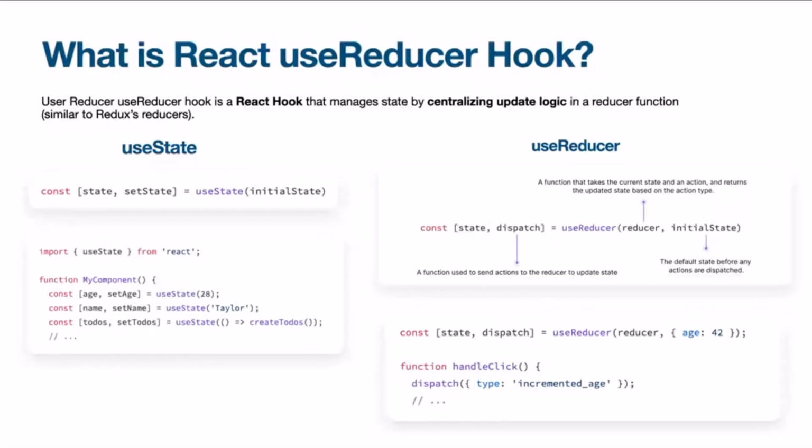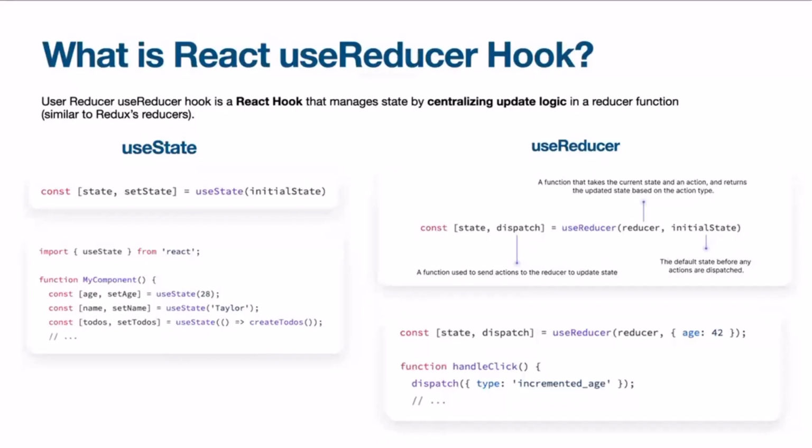On the right side, as you see, we also have two parameters: the reducer and the initial state. The reducer is a function already defined in our application, which takes two arguments. The first one is the current state, and the second argument is the action which we pass along with the state.